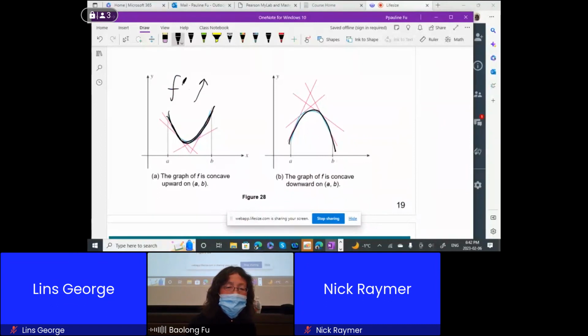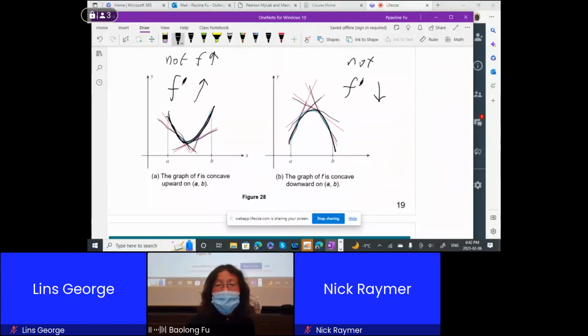How do you know the derivative is increasing? You see the red line? The red line, okay, those derivatives are increasing. In graph B, the derivative is decreasing. From here, decreasing to here, and to here. The derivative increasing, derivative decreasing. It is not f increasing, not f decreasing. It is the derivative increasing or decreasing. Okay.